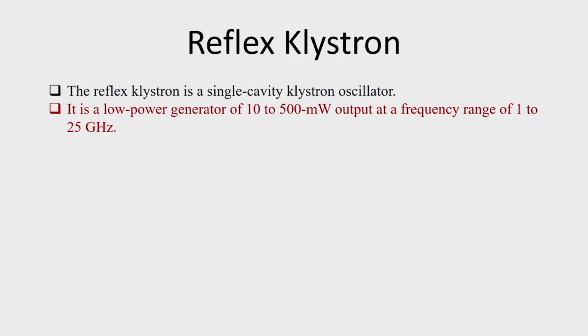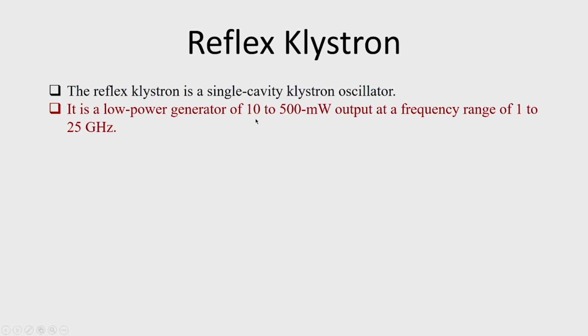So, we have seen two cavity Klystron, which is essentially an amplifier. We can have more than two cavities also. Let us now start a new topic, which is reflex Klystron. A two cavity Klystron amplifier with proper feedback arrangement can be operated as oscillator, but generally the reflex Klystron is a single cavity Klystron oscillator. It is a low power generator.